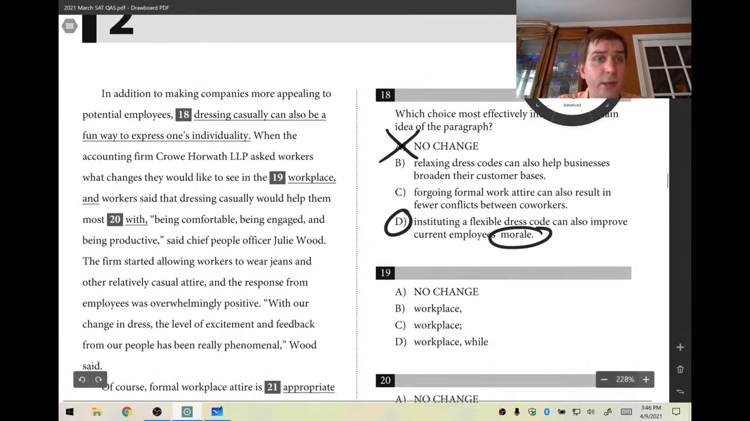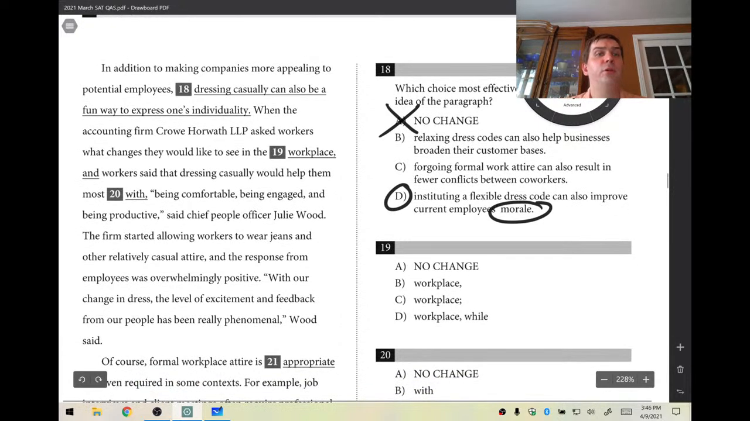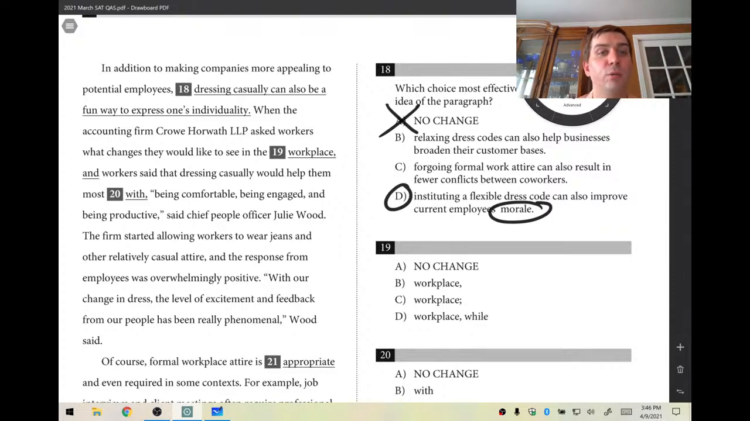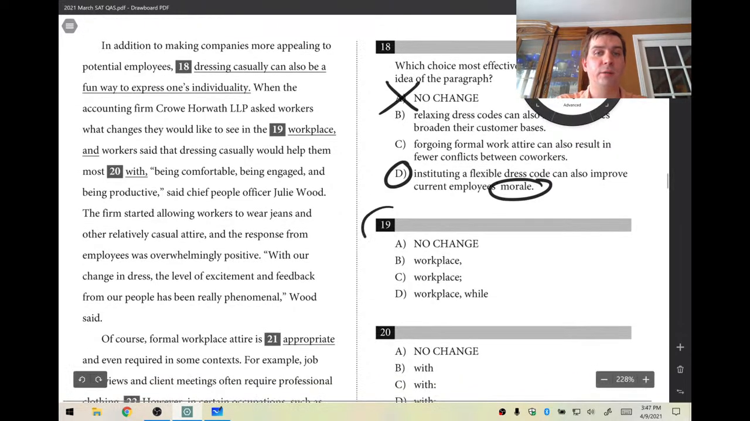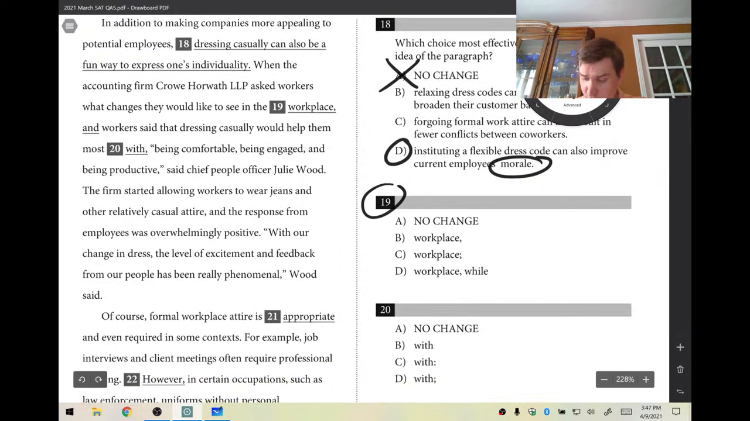Let's look at 19. When the accounting firm Crowe Horwath LLP asked workers what changes they would like to see in the workplace, and workers said that dressing casually would help them most with being comfortable, being engaged, and being productive. So we have a couple things to do to this one. Let's do 19 first. So it's a punctuation question. Is it a comma? Is it a semicolon?